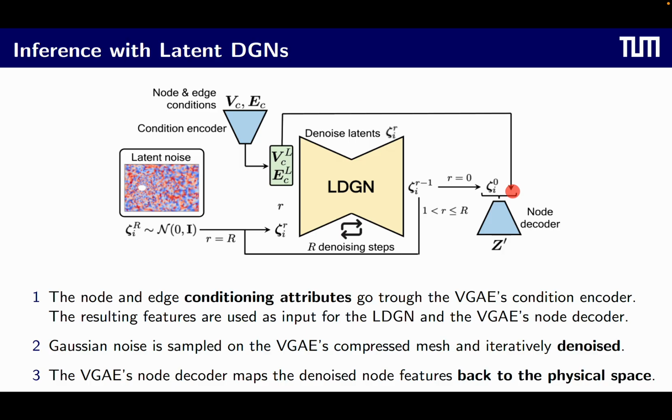And there are two things that we should point out at this point. So first, the diffusion graph net is applied to a compressed mesh, so it's going to be faster than directly doing it in the physical space, and also the condition encoder and node decoder are relatively small and only evaluated once. Also, secondly, the node decoder has been trained as part of a beta BAE, so it's robust to noise in the latent space, which means that if there is some residual noise at the end of the denoising process, when we go back to the physical space, the node decoder is able to filter it out and results in high quality samples.